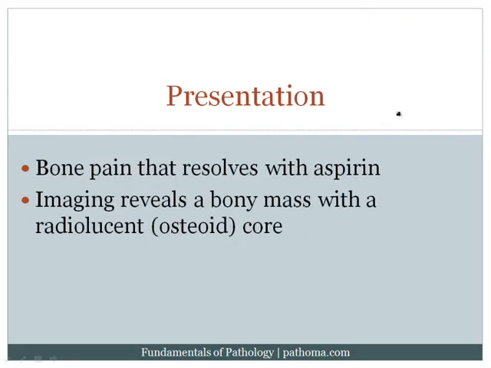Now the presentation is also important, and that is that the patients have bone pain, but it resolves with aspirin. And examiners really like you to know that in an osteoid osteoma, the bone pain resolves with aspirin.